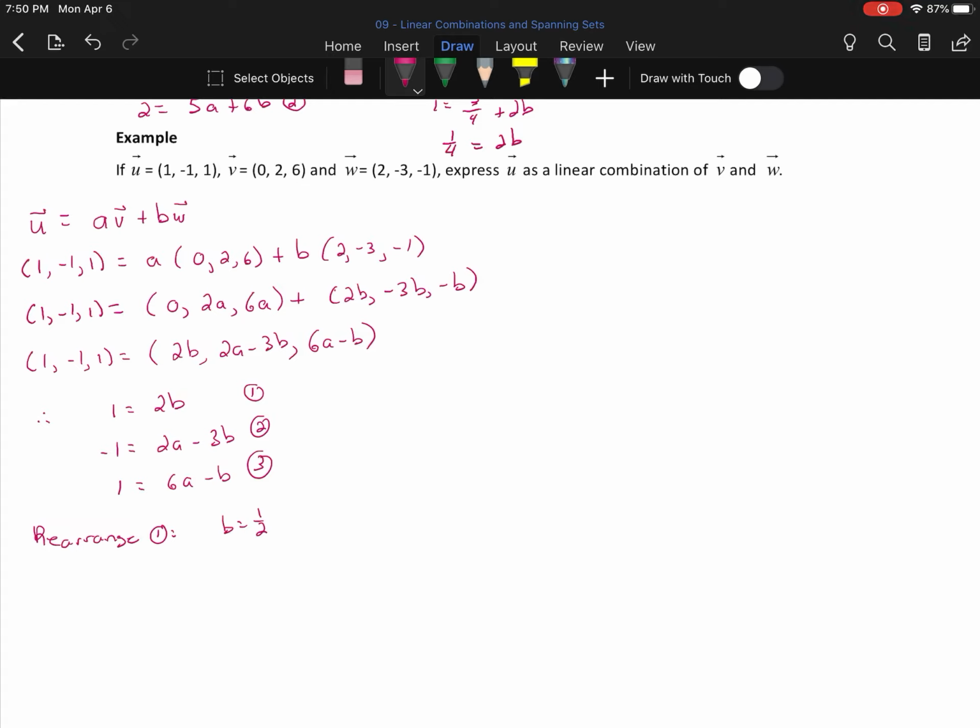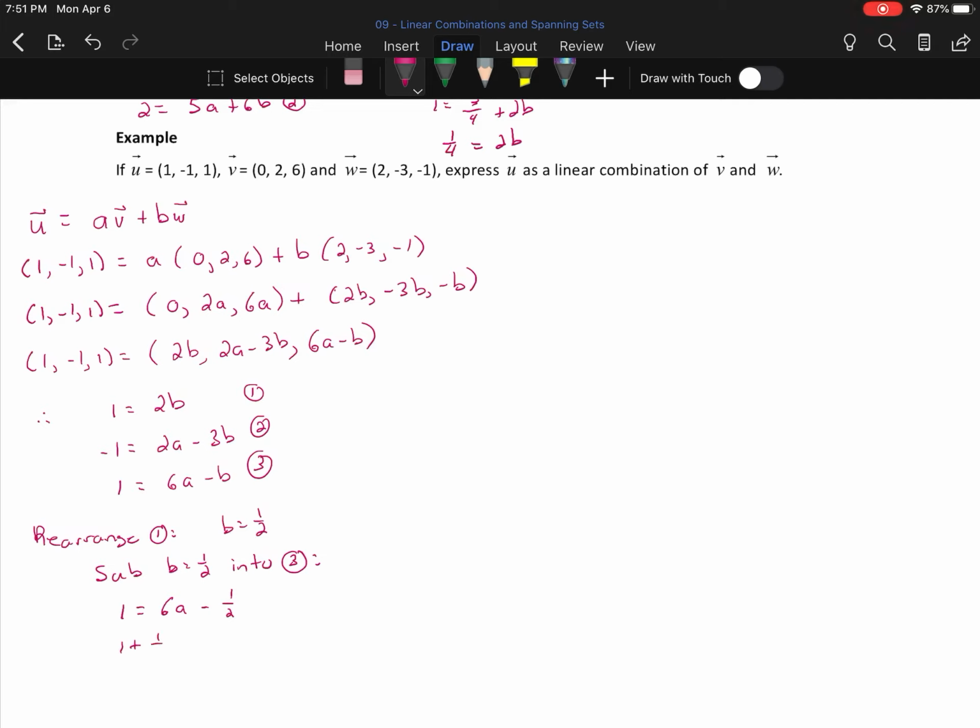I'm just going to rearrange equation 1, and I get b equals 1/2. I didn't have to do any fancy substitution or elimination there to find that b equals 1/2. And then I'm going to sub b equals 1/2 into equation 3. And you say, well, why equation 3? Well, I could have done equation 2. Doesn't matter. I'm going to sub into one of these two equations to find out what the a is. I chose 3 because it had the simplest b coefficient, but it doesn't really matter.